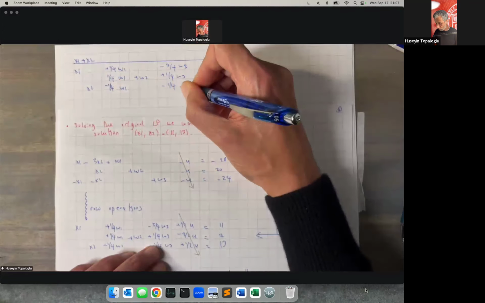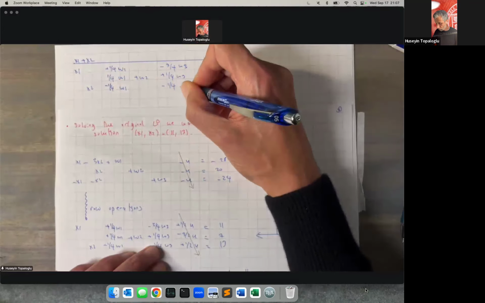So now I want to apply the simplex method to solve my original linear program with these constraints and this objective function. We're going to learn our last trick, the third trick of today. In this system of equations, I want to identify x1, w2, and x2 as my basic variables.